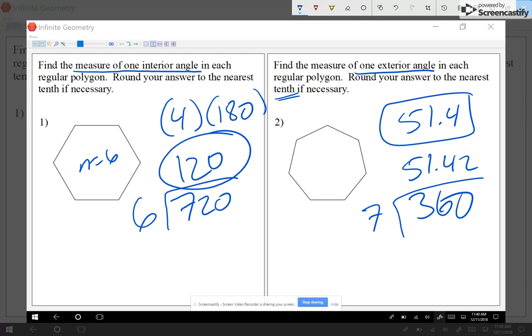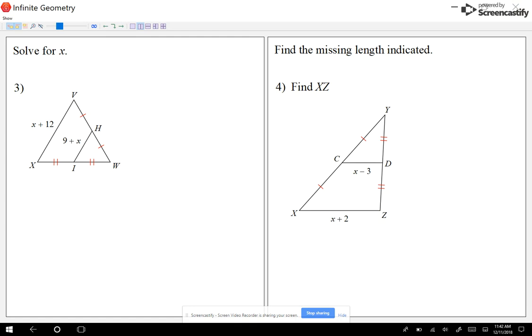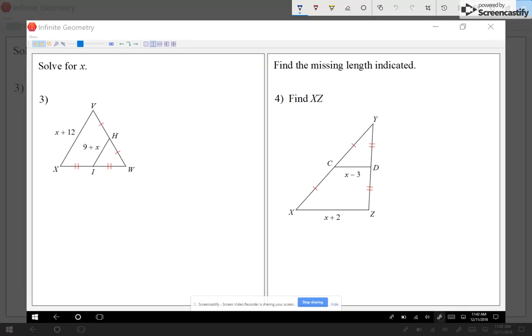Any questions on these? No. All right, questions 3 and 4. I'm looking at the triangle mid-segment. So question number 3, the mid-segment, obviously the segment in the middle, right? Mid-segment. So 9 plus x, all multiplied by 2, the mid-segment times 2 equals the base.